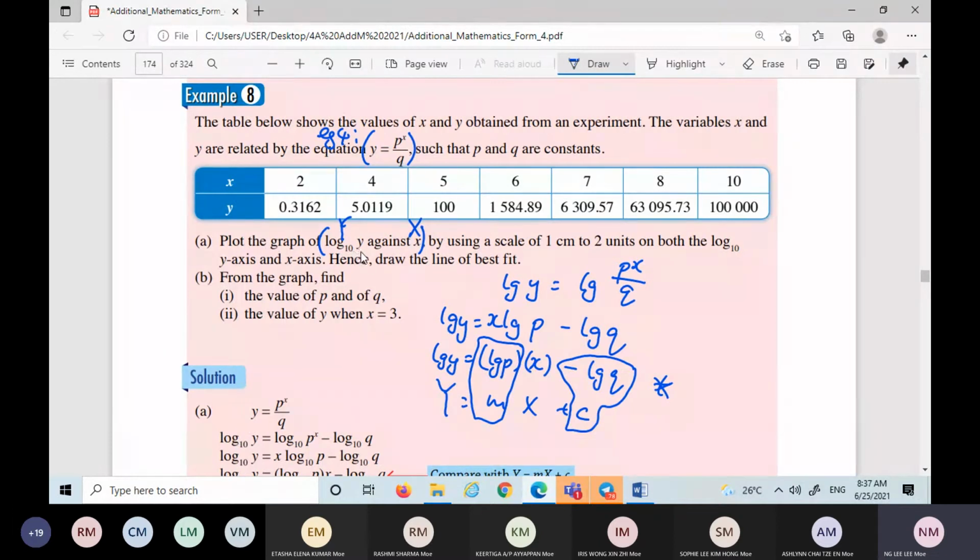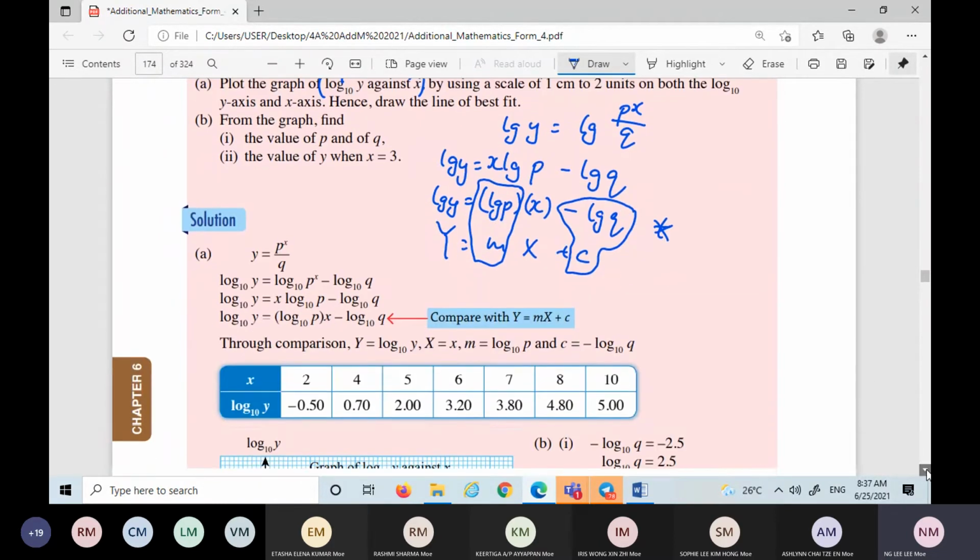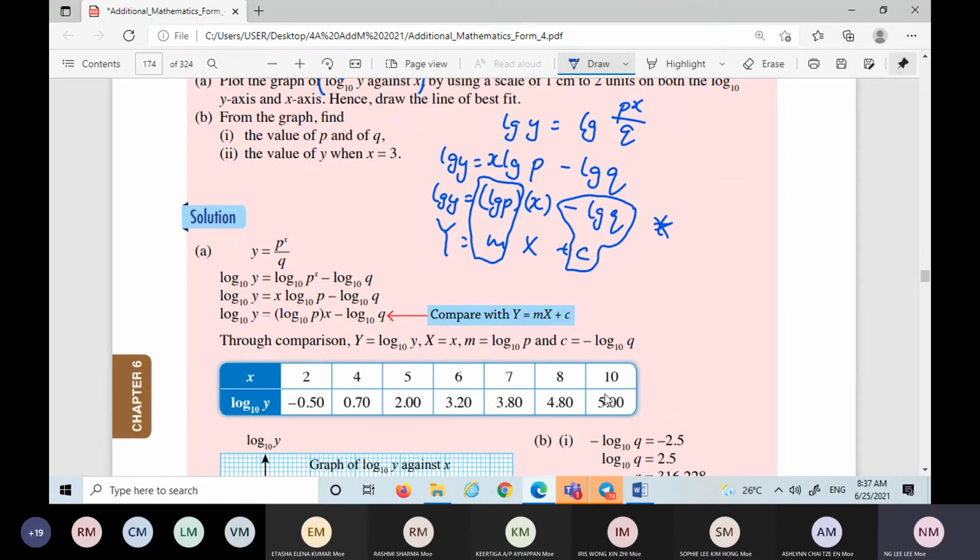Okay, so before you plot the graph, you need the table for log Y. Same thing, just log Y. Like for example, for X is 2, you just press log 0.3162 to get the log Y value. And then build the table. The table, actually, you can at first put 4 significant figures if you want. After that only round off, because there's no point for you to remain it in 4 significant figures, because the graph cannot read so accurately. So you just need 2 decimal places in this case.